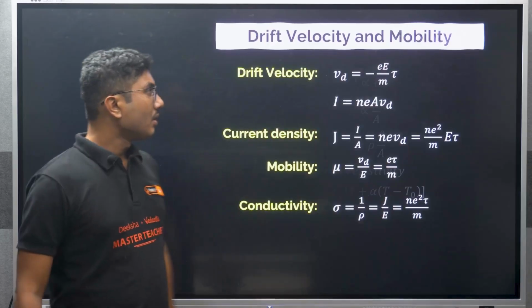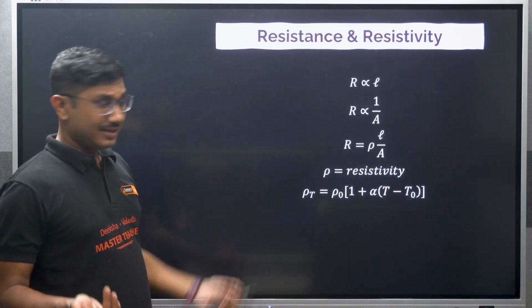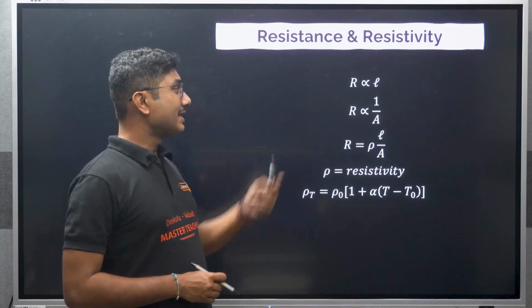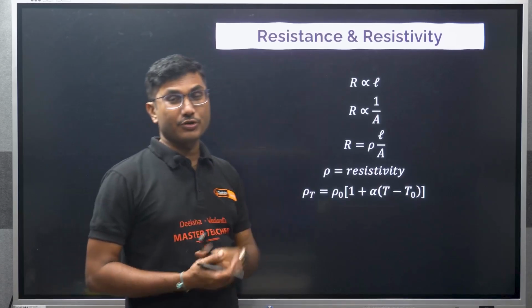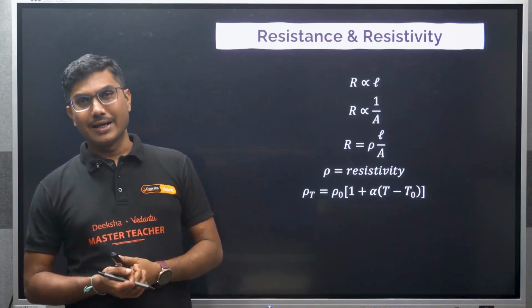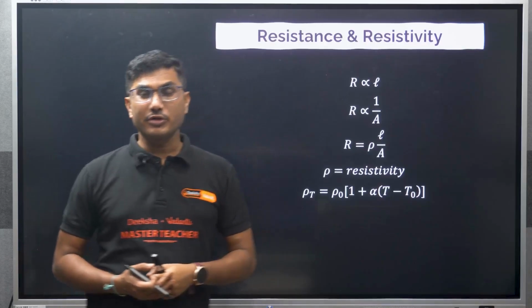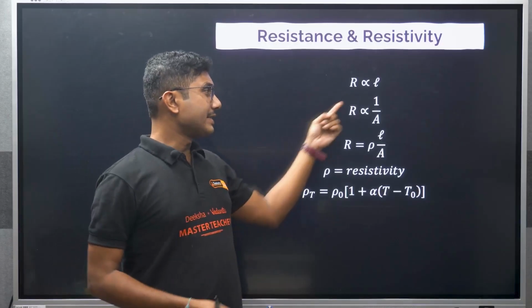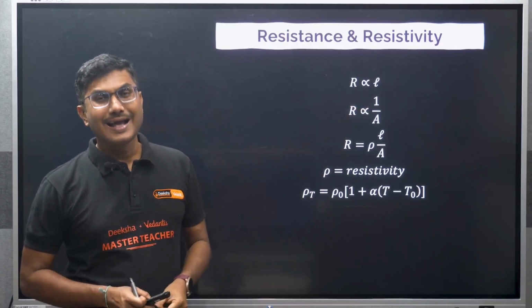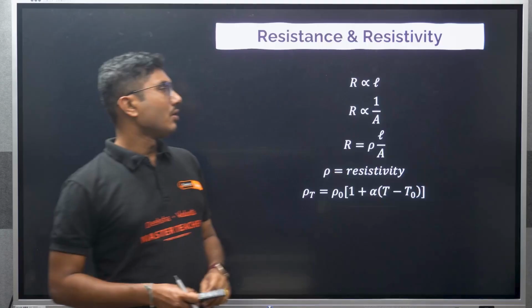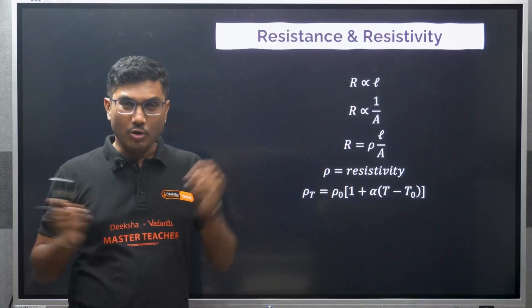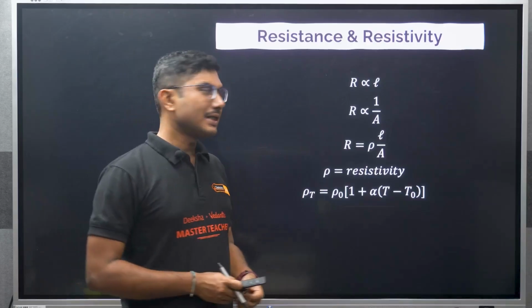Okay. Now resistance. This is something old that we are learning from class 10th. Resistance is directly proportional to the length of the wire. Longer the wire, more is the resistance. Resistance is inversely proportional to the area of the wire. So bigger the surface area, smaller is the resistance. Smaller the surface area, bigger is the resistance.